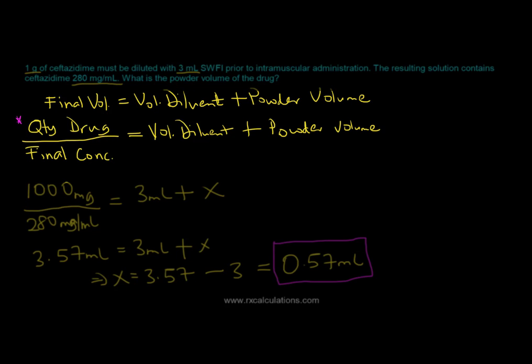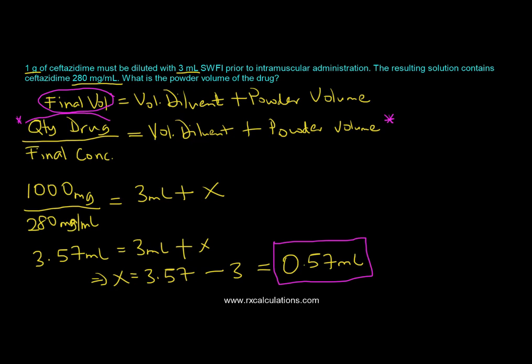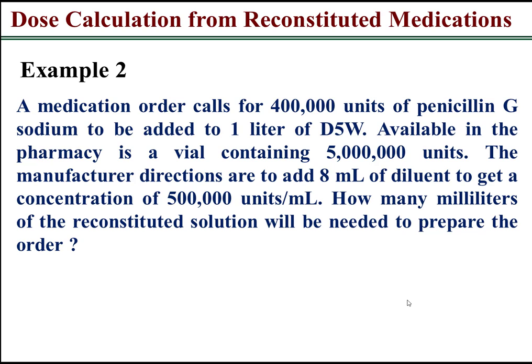Okay, and so just to recap, notice that you want to use this form of the equation. Quantity of drug divided by final concentration equals volume of diluent plus powder volume. That's because your final volume is basically the same as this ratio right here. Okay, so if we do that, the other key thing to note was we converted the grams to milligrams so that the units are consistent, and then the rest was we substituted the ratio. We calculated that using a calculator, ended up with 3.57 ml, and then we subtracted the 3 to get 0.57 ml. So that would be your powder volume in this particular example. Alright, so let's look at the next example, which talks about dose calculations from reconstituted medications.